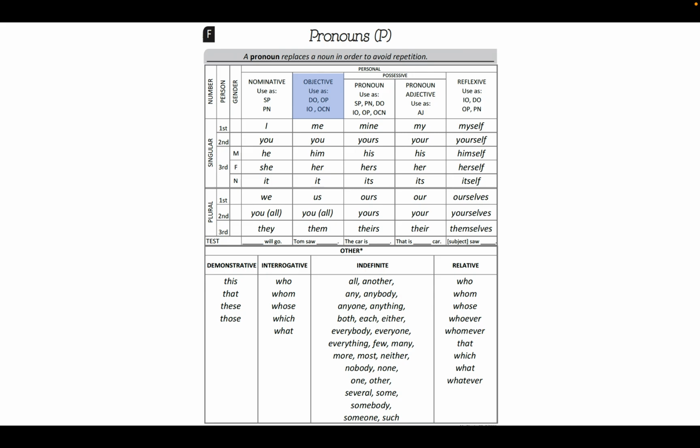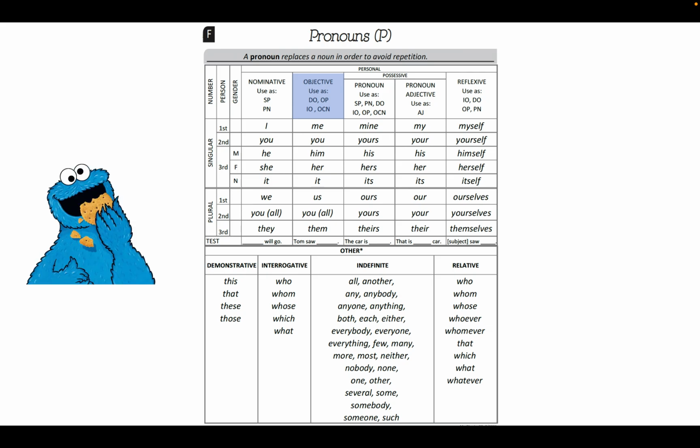Another way that you can check whether or not it is an objective pronoun is you can put any preposition in front of it. So because it can be the object of a preposition, any preposition will work if you have those all memorized. So you could say about me, about you, about him. Oh, and you can also use a Cookie Monster voice to remember the objective. Me, you, him, her, it, us, you, them.